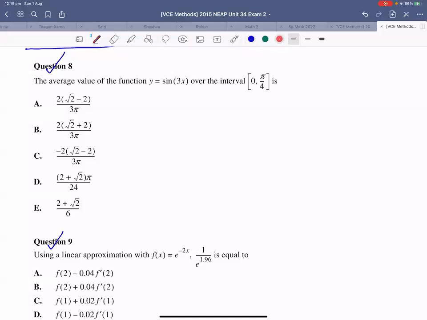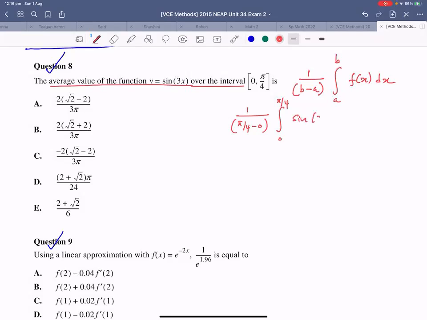Okay, question number 8, read the question carefully. Average value of a function, this over the interval this. So you know the definition of the average value, that would be 1 divided by upper boundary minus lower boundary, integral a to b, f(x) dx, remember in integration. So here upper boundary would be pi divided by 4 minus 0, integration 0 to pi divided by 4, f(x) is equal to sine 3x, dx. So you can use the CAS or you can manually also do that, right? So it's going to be 4 divided by pi. So it's going to be 1 divided by 3 cos 3x and minus, and you have to put 0 to pi divided by 4.